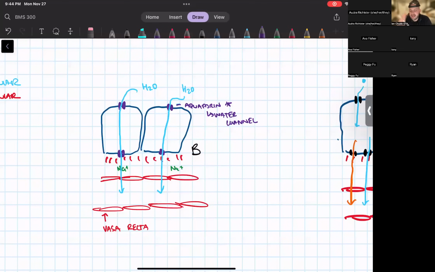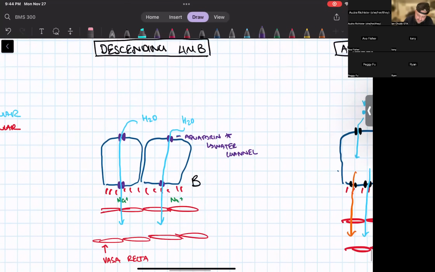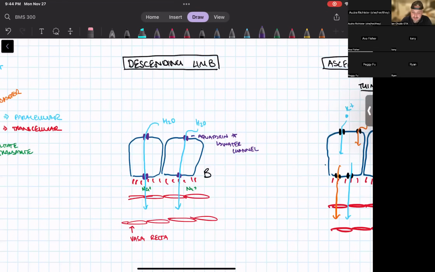And when we get to this idea of the corticomedullary gradient, where things get saltier as we get closer to the medulla, this water idea will make more sense. But I think just at least looking at this as the only thing that moves is important. So water is coming from the inside and being put back into the blood.